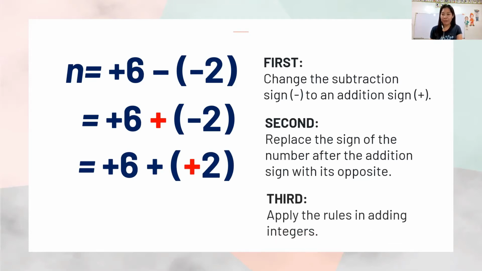Third and last step is to apply the rules in adding integers. Here, both numbers are positive signed numbers. So positive plus positive is positive, and 6 plus 2 is 8. So this gives us positive 8 as the value of n. Positive 6 plus the quantity of positive 2 is positive 8.